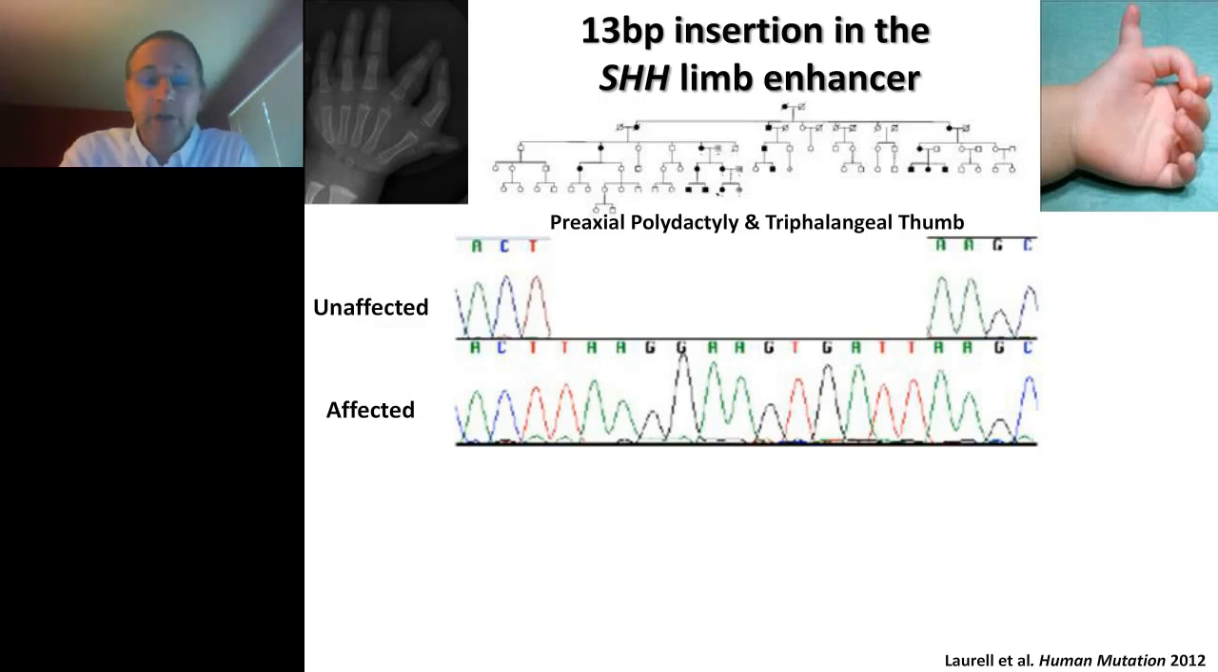Now I would expect that a 13 base pair insertion would lead to a much more drastic phenotype than a point mutation, yet the phenotype that we observed in this patient is exactly identical to the point mutations that I showed you before.